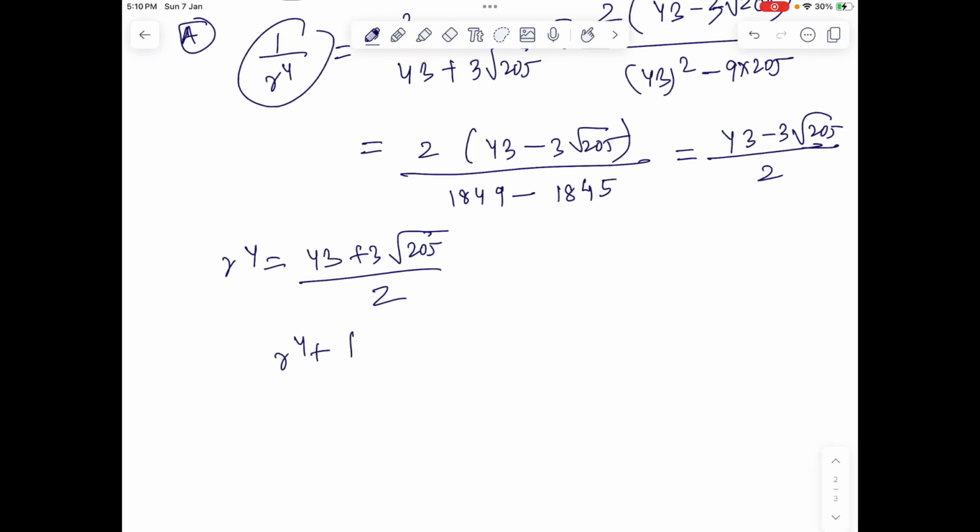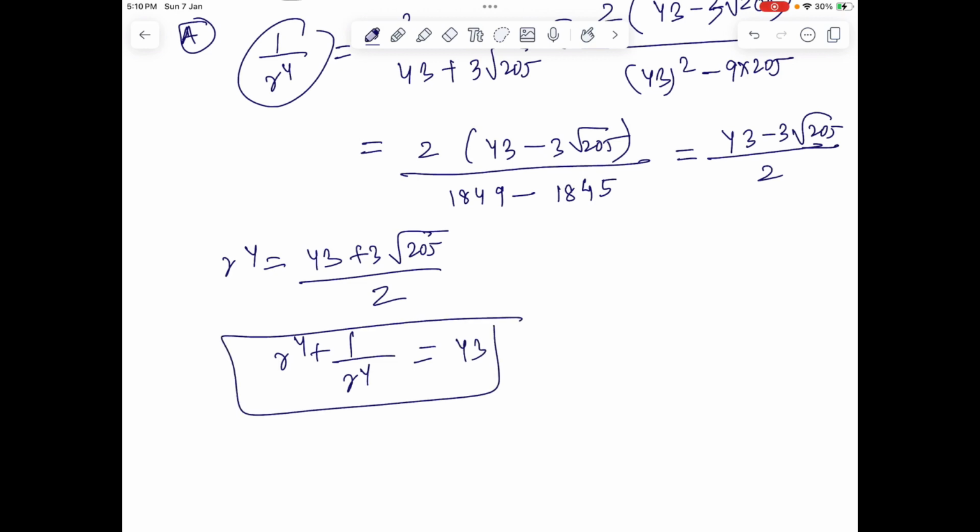So if you add them, we have r⁴ + 1/r⁴. The 3√205 will cancel, and we have 43 into 2 by 2, which is definitely an integer. So option 1 is correct according to the given options. You can similarly try the other options, which is definitely easier to do.